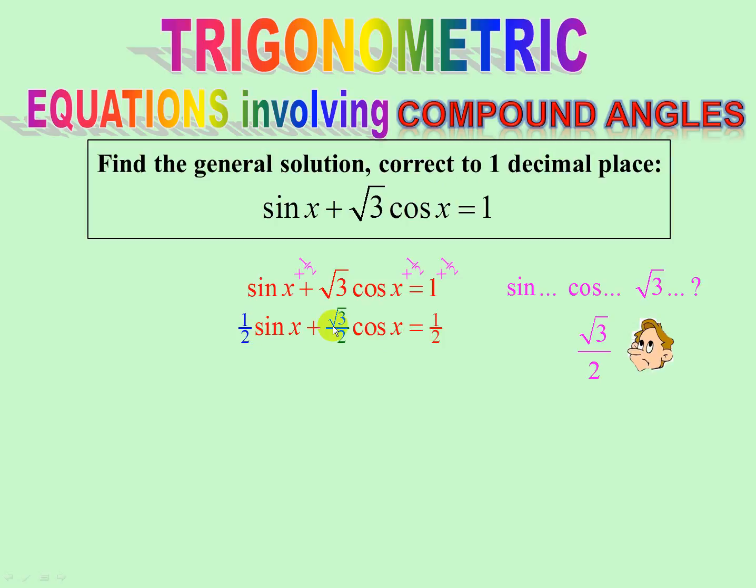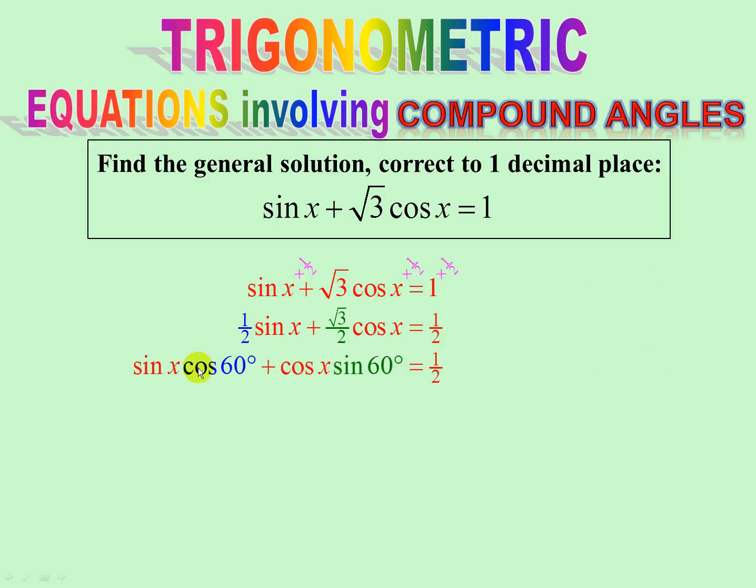There are special angles. Now you can either choose this to be cos of something or sine of something. I'm going to choose it to be cos of 60. And I'll choose that therefore to be sine of 60. So there's our sine cos, cos sine pattern. Sine expansion, so therefore sine of x plus 60 degrees equals a half.